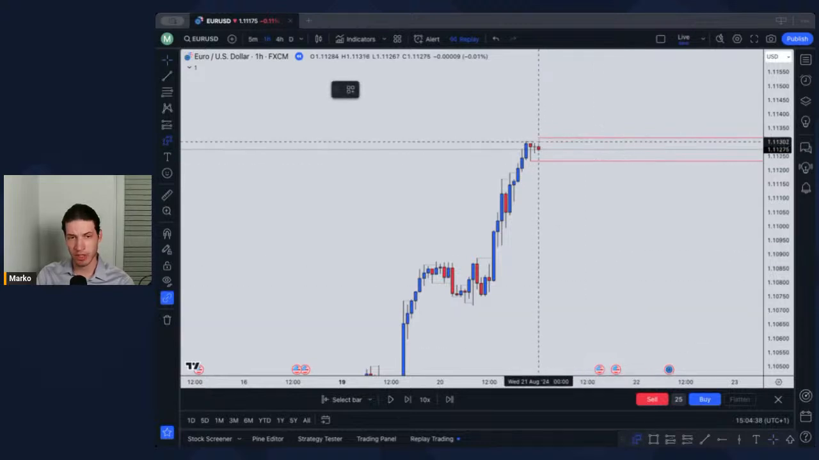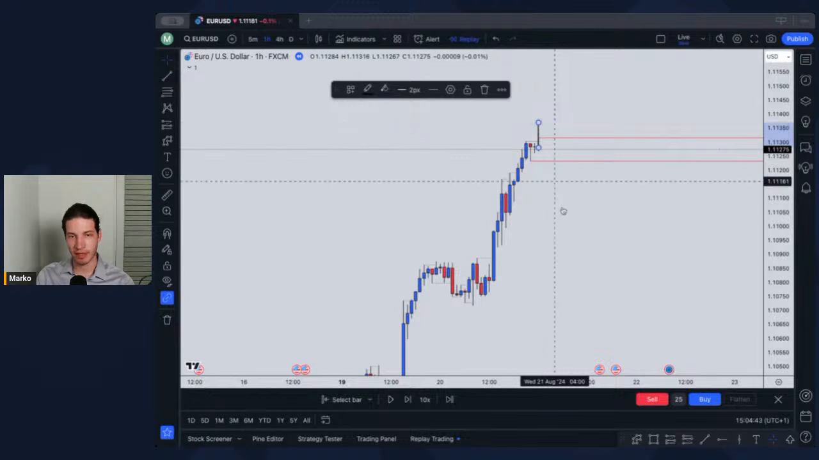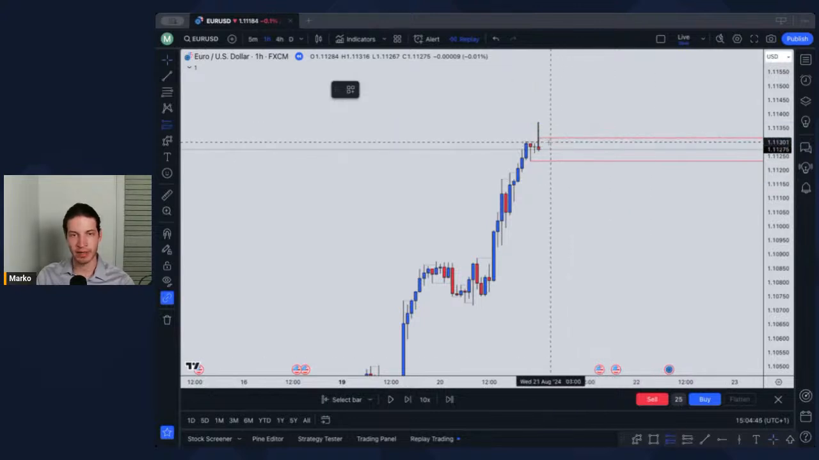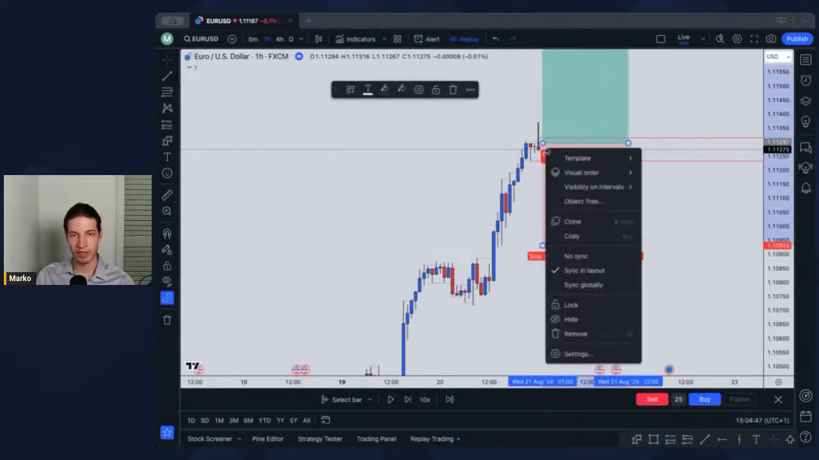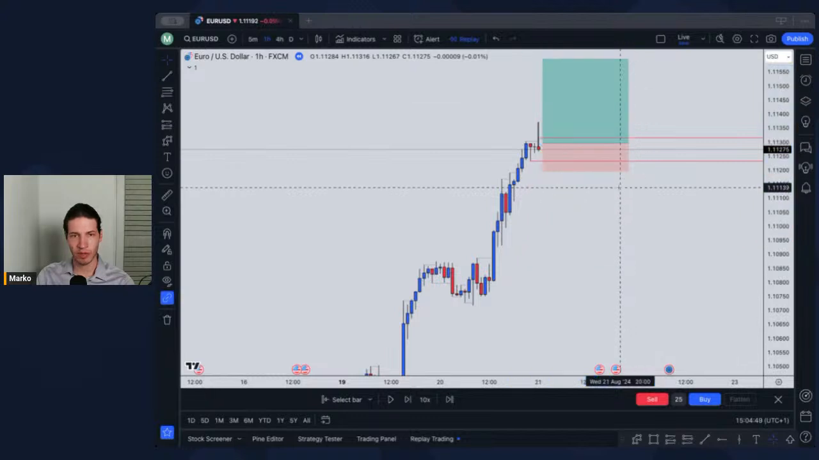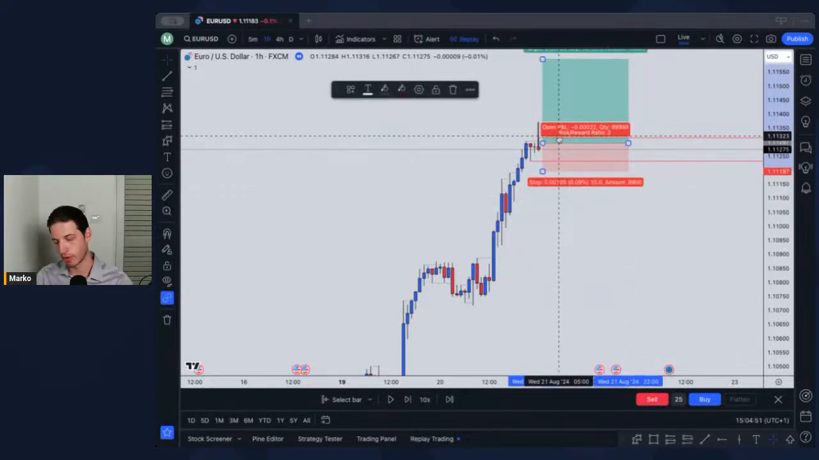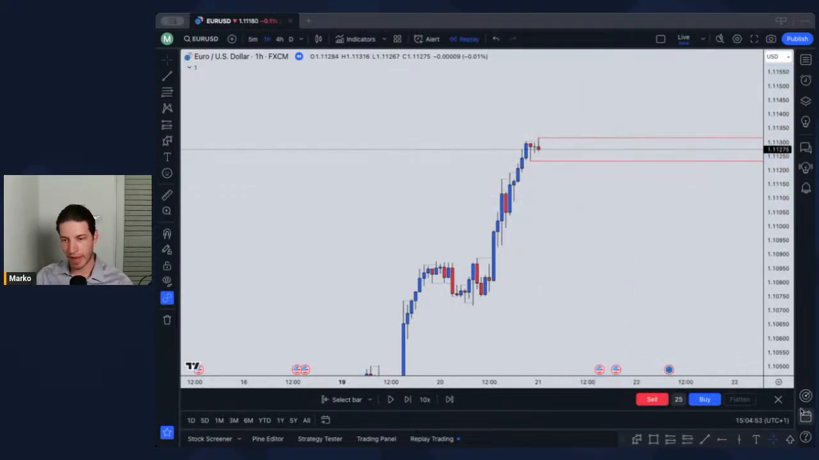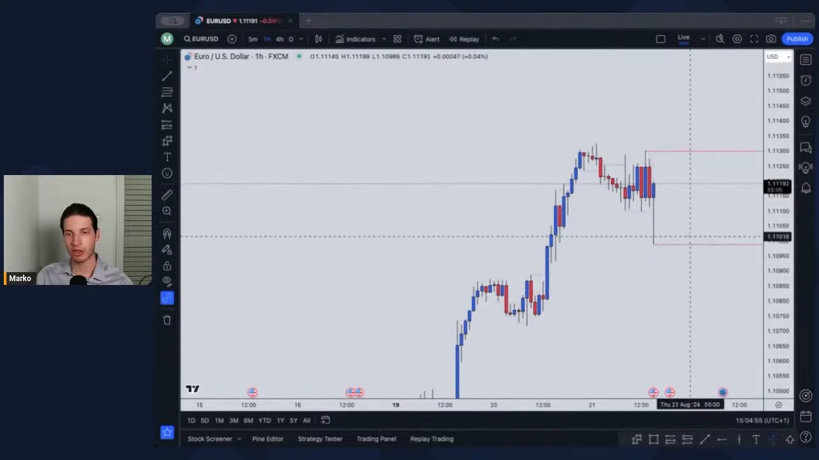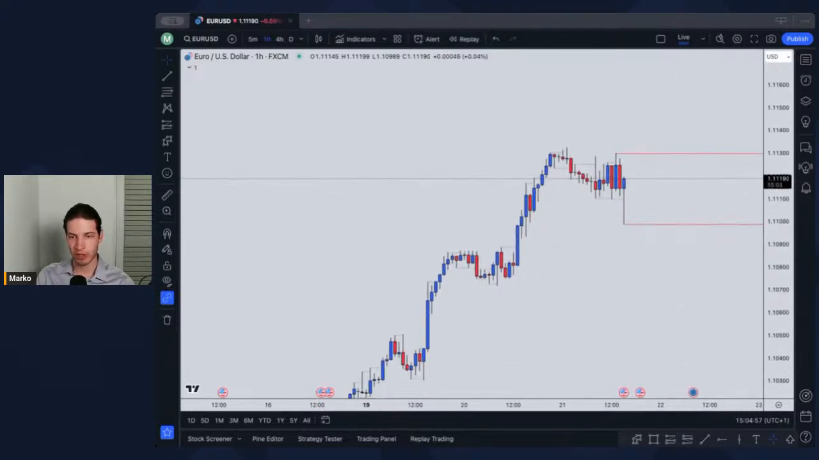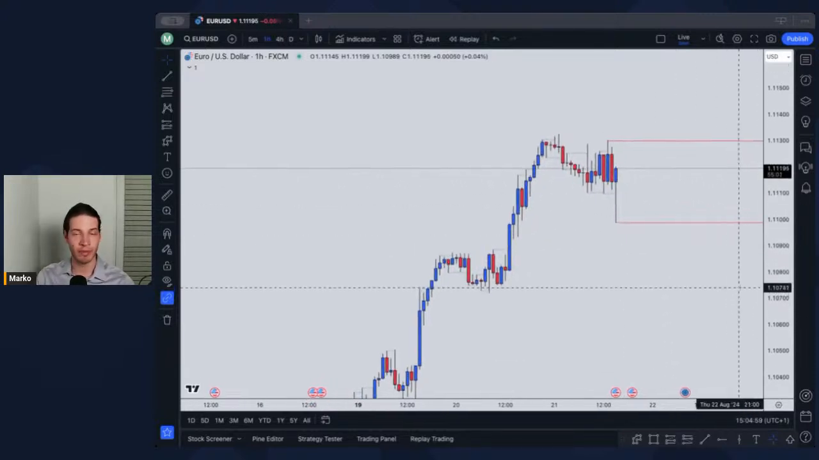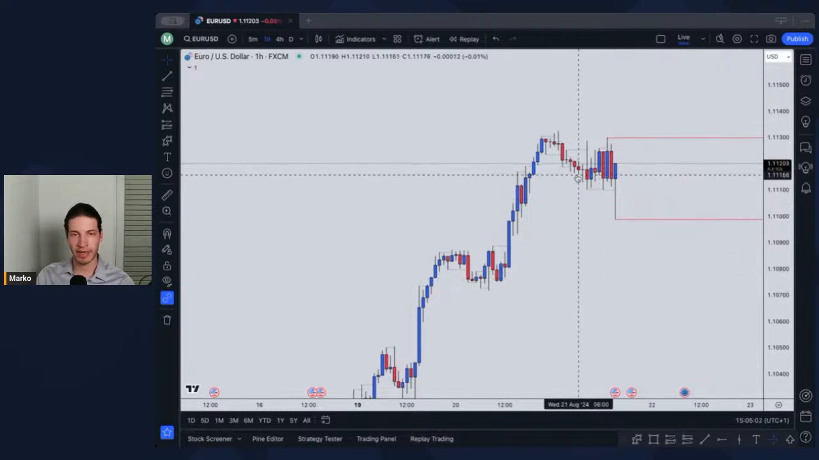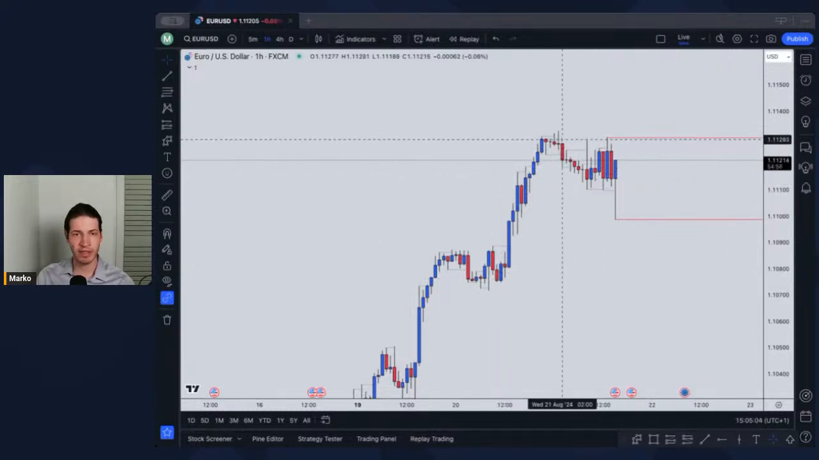What I was personally looking for was a break of the high with a nice clean close, and then I would set a buy limit right here on this level with, let's say, a 10 pip stop loss. That would be high probability for me. Again, it didn't happen. That is normal. It is just part of the market conditions, part of the probabilities as well. We're not going to get an entry every single time.